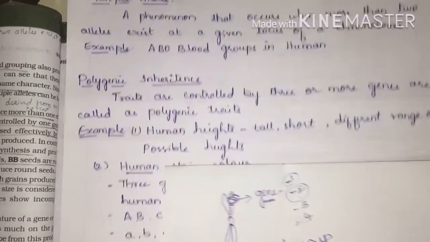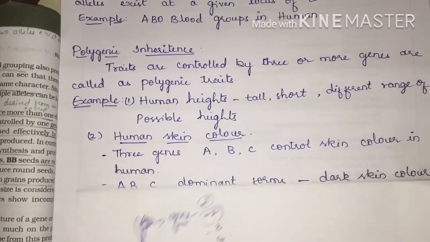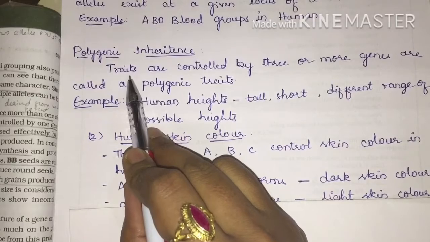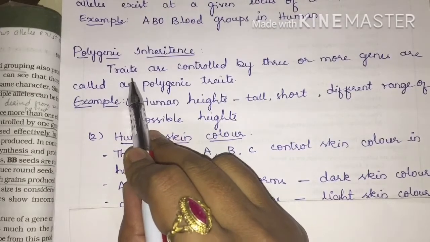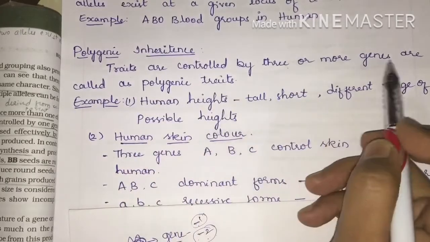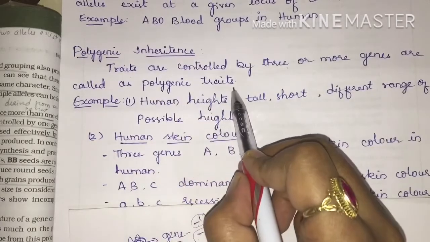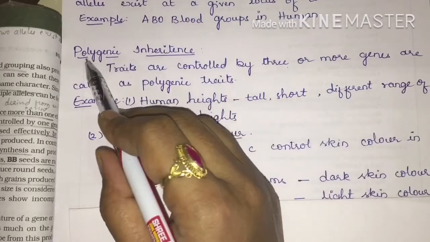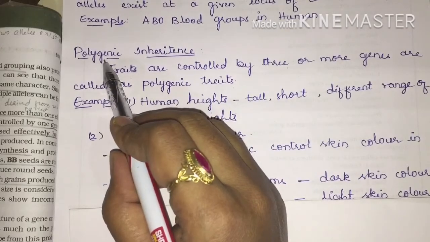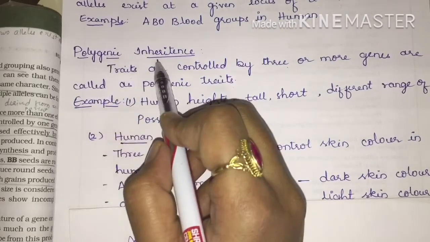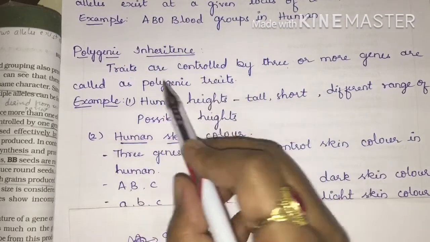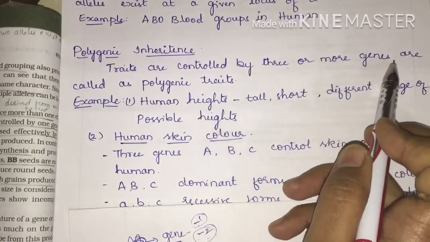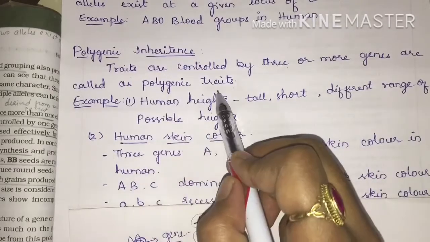Okay, next I have polygenic inheritance. Polygenic inheritance is nothing but traits. Traits are characters. Traits controlled by three or more genes are called polygenic traits or polygenic inheritance. Poly means many, genic means gene. Many genes are getting inherited. Traits, characters controlled by three or more genes are called polygenic inheritance.